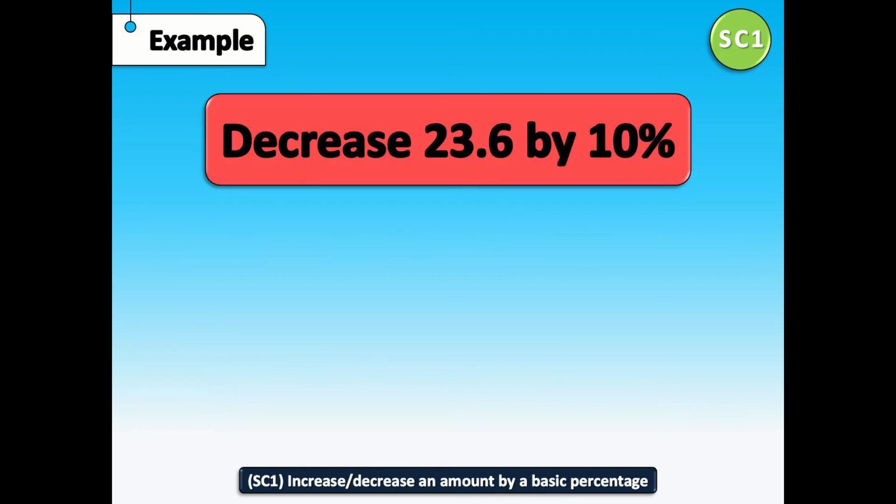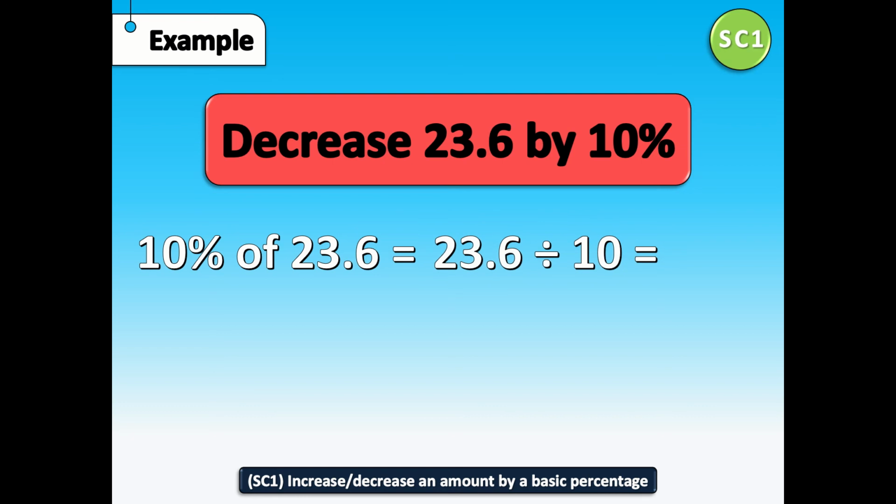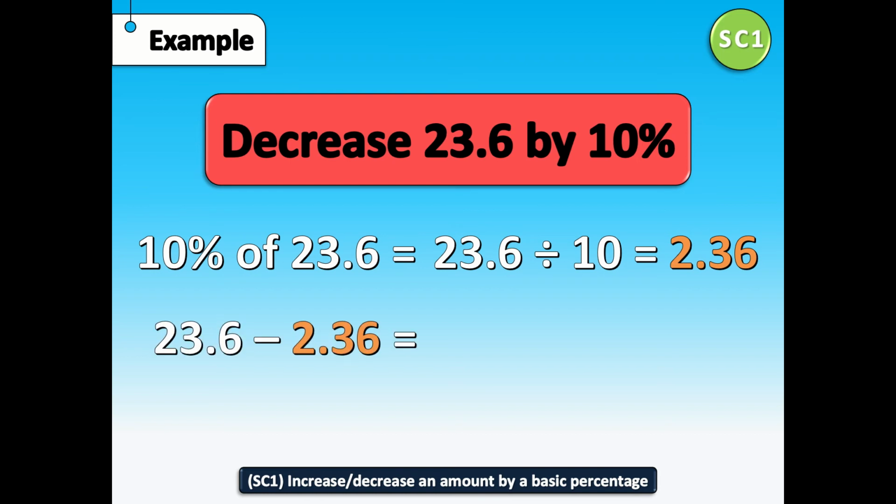This time we want to decrease 23.6 by 10%. So we start by working out 10% of 23.6. So to work out 10%, we divide it by 10. So that's 2.36. Then because we're decreasing, we need to take it away. So it's 23.6 take away 2.36. So our answer is 21.24.